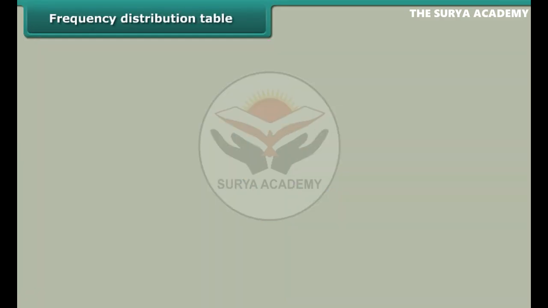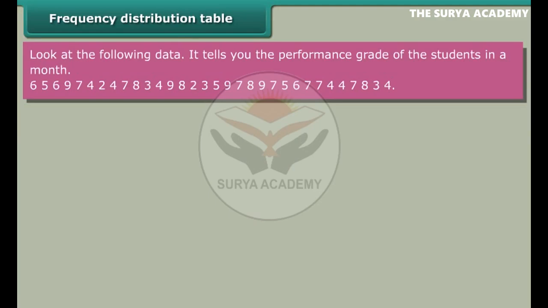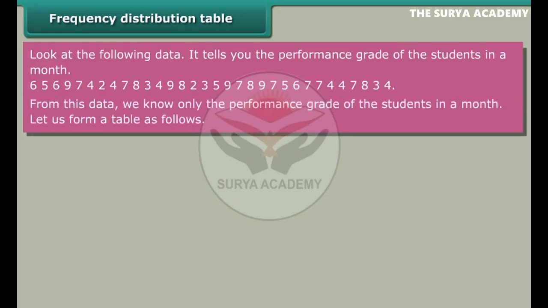Frequency distribution table. Look at the following data. It tells you the performance grade of the students in a month: 6, 5, 6, 9, 7, 4, 2, 4, 7, 8, 3, 4, 9, 8, 2, 3, 5, 9, 7, 8, 9, 7, 5, 6, 7, 7, 4, 4, 7, 8, 3, 4. From this data, we know only the performance grade of the students in a month.